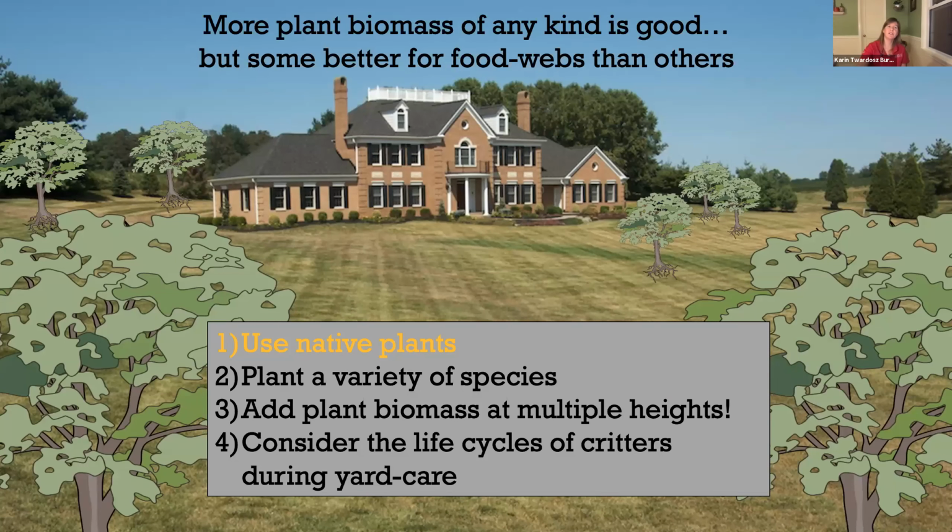Okay, so that finishes the first section, which is thinking about using native plants within these food webs in order to support insects.